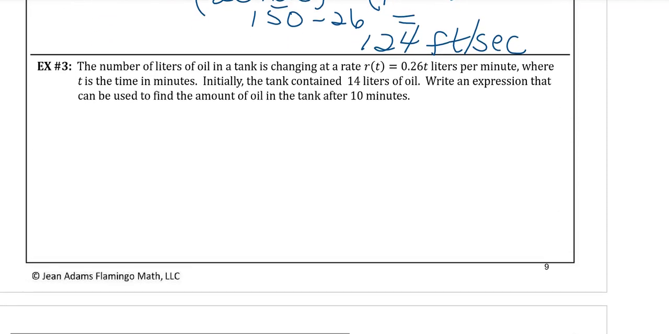Okay, example 3. The number of liters of oil in a tank is changing at a rate of R of t equals 0.26t liters per minute, where t is the time in minutes. Initially, the tank contained 14 liters of oil. Write an expression that can be used to find the amount of oil in the tank after 10 minutes. Okay, so again, we're given an initial condition of 14 liters that are already in the tank, and we're given a rate at which it's filling. So we want to find after 10 minutes. So we're starting from time 0 to 10 minutes of our function.